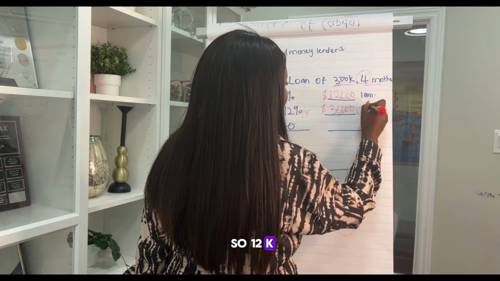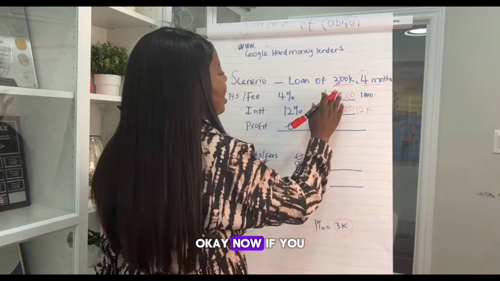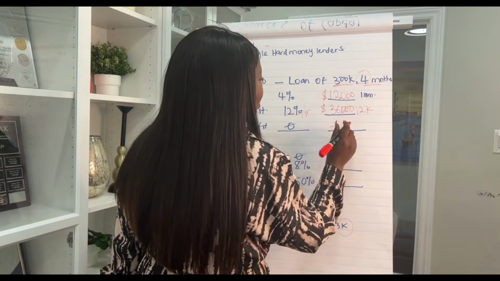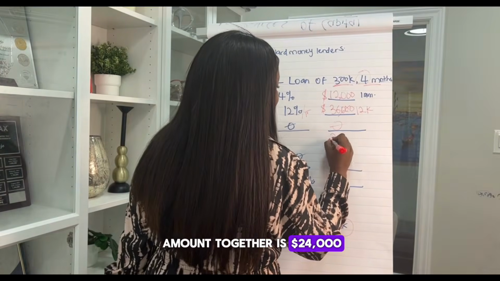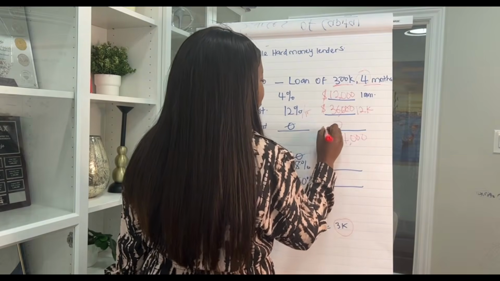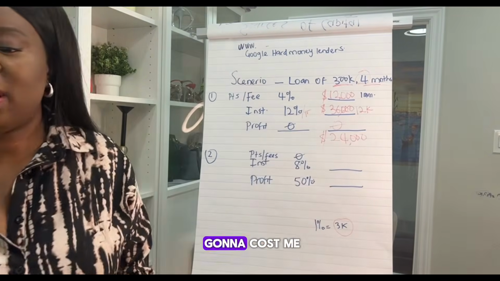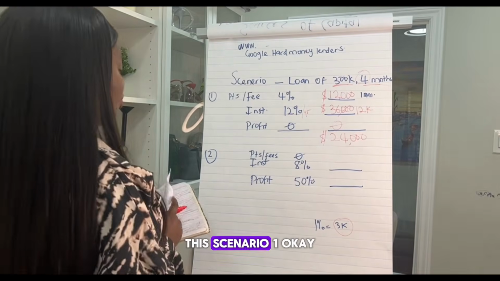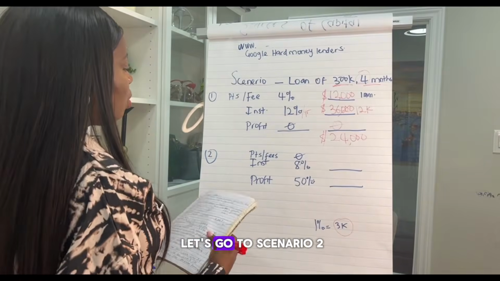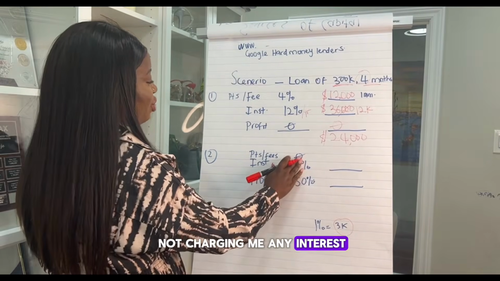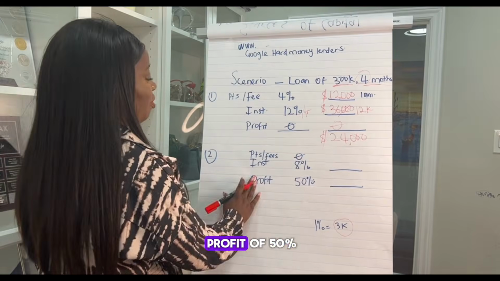So 12K. Now, if you add these amounts together, it's $24,000. So that's how much it's going to cost me to borrow this amount of money for 4 months for scenario 1. Okay, let's go to scenario 2. Scenario 2 is not charging me any fees, and they're charging me profits of 50%.